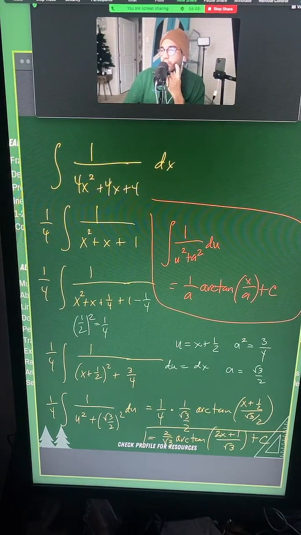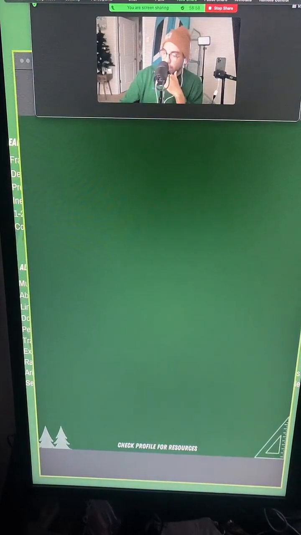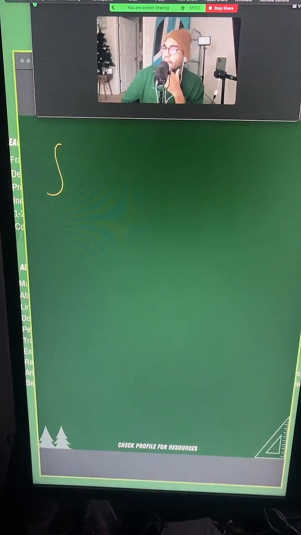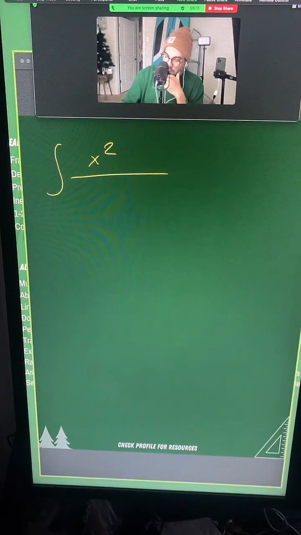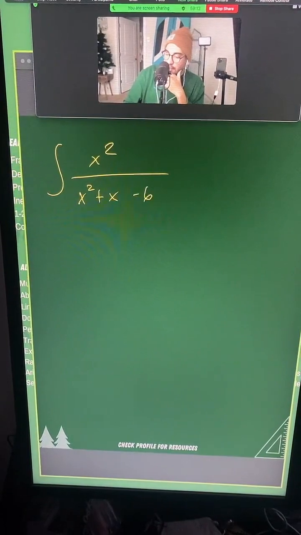All right, so let's go ahead and try. Seems like a few thumbs up. Let's go ahead and do a partial fractions problem. Okay, so let's go ahead and do this one. It's going to be x squared over x squared plus x minus 6 dx.